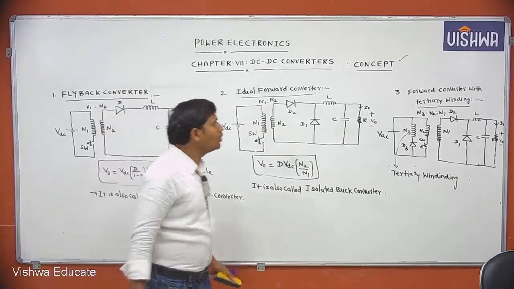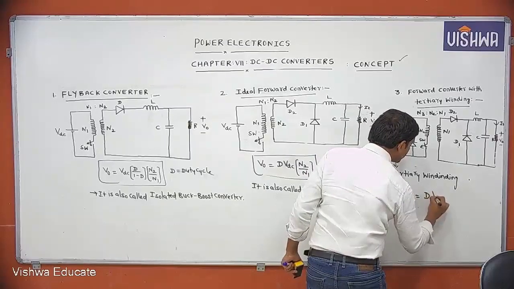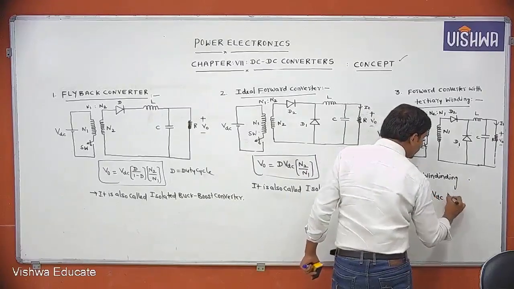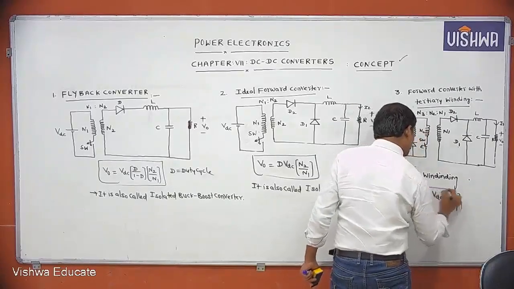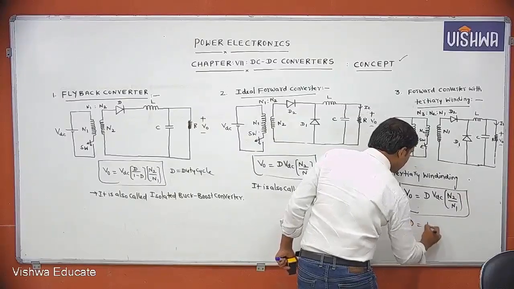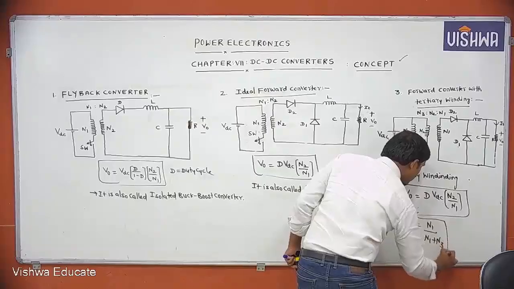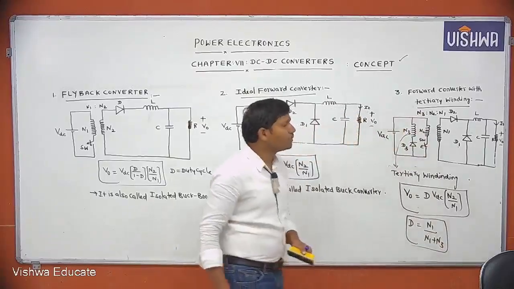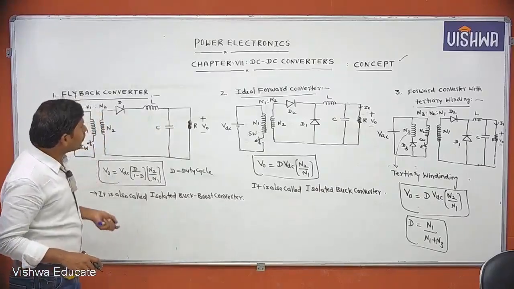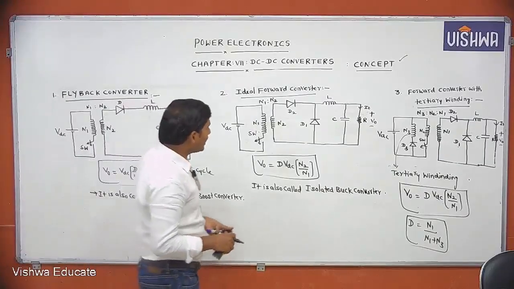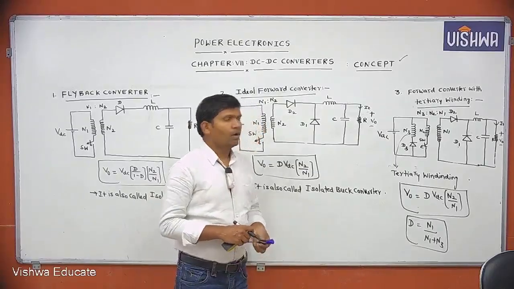Now for this case, how to write the average output voltage? Directly I am giving V0 equal to D VDC into N2 by N1. Same formula you can get. But here D is nothing but N1 by N1 plus N3. No need of derivation, directly. Okay, no doubt. These are what the flyback converter is, what the output voltage is, the ideal forward converter, how to write the average output voltage, and for the forward converter with a tertiary winding, how to write the output voltage.